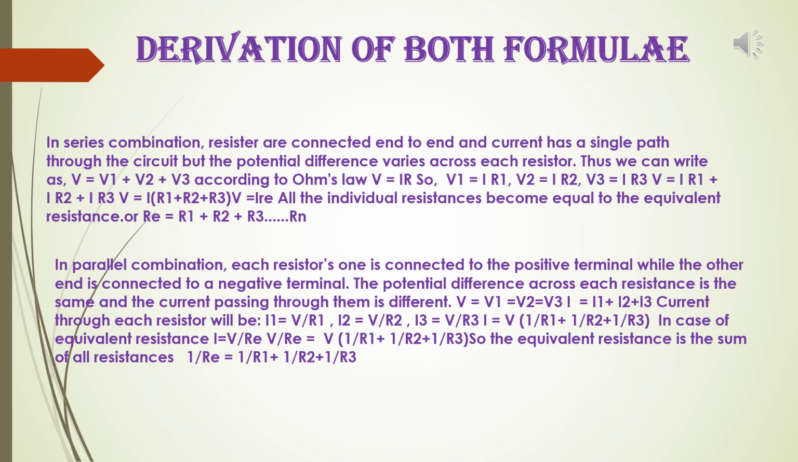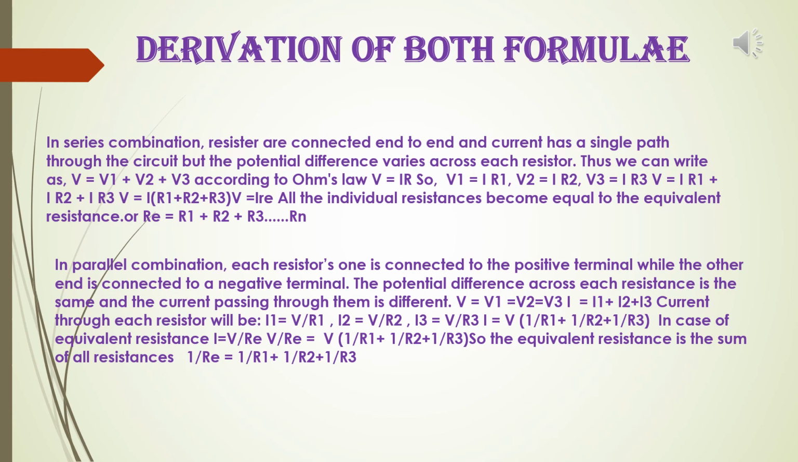So, V is equal to I R1 plus I R2 plus I R3, putting the value of V1, V2 and V3. Therefore, if I take I common, V is equal to I into R1 plus R2 plus R3, or V is equal to I into Req, that means equivalent R. All the individual resistances become equal to the equivalent resistance, or equivalent resistance R is equal to R1 plus R2 plus R3 till Rn, where n is an unknown number.